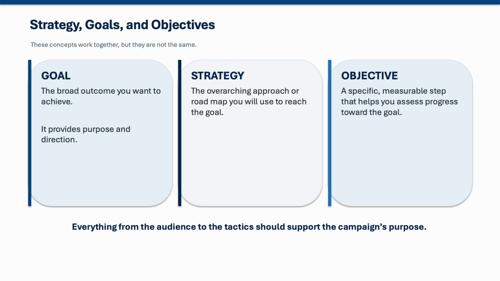Now, let's distinguish among three terms that are sometimes used interchangeably. A goal describes the broad outcome you want to achieve. Your strategy is the overarching approach or roadmap you'll use to get there. An objective breaks that broad goal down into something more specific and measurable. These three concepts should work together, and everything else, from your audience to your tactics, should support the overall purpose of the campaign.